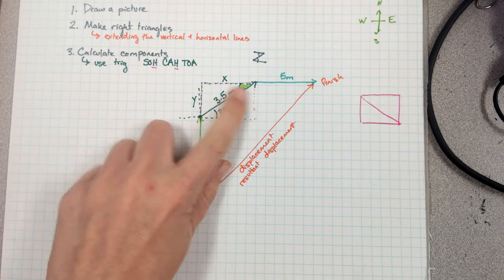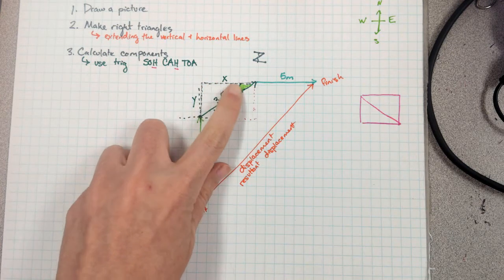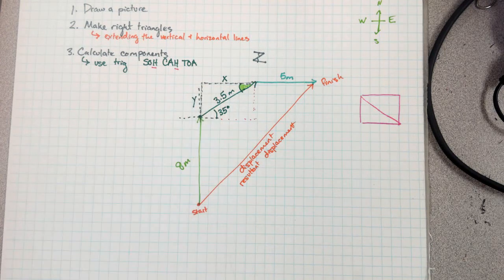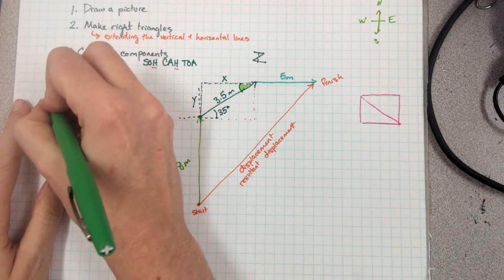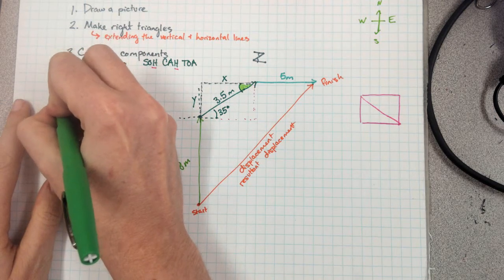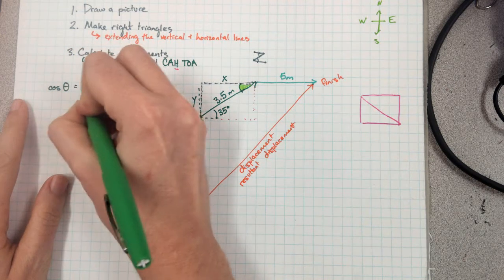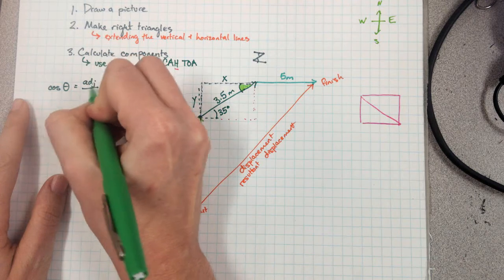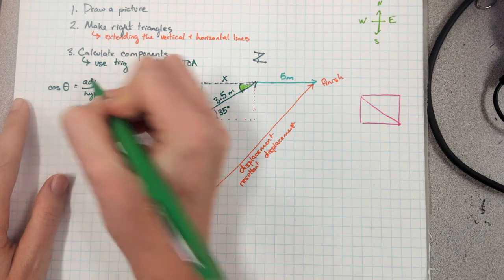Alright, so to calculate the horizontal component, is the horizontal component adjacent to our angle or is it opposite from our angle? It's adjacent. So we know cosine of the angle equals the adjacent side divided by the hypotenuse.